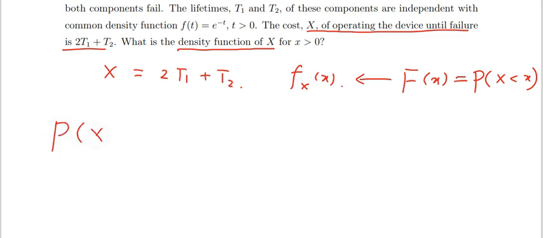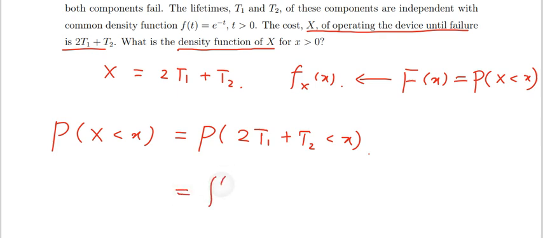Okay. So now, how can we find this probability? P of X less than x, so what is X? X is 2t1 plus t2, less than x. Okay, so we know t1, t2 follow some joint distribution, so we have a density function for t1 t2, and we want to find this probability. So this is just an integration, right? Integration of the density function for t1 t2, dt1 dt2, right? So here, x is fixed.